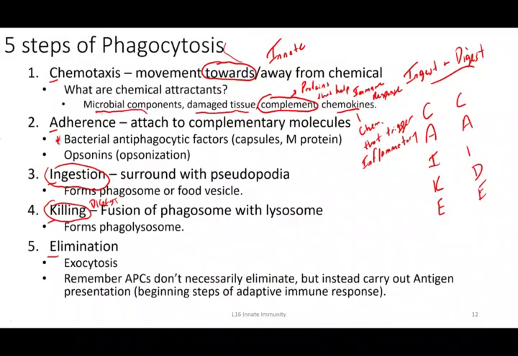Just remember that it is this step that some microbes have found ways of making more difficult. Bacteria have these things called anti-phagocytic factors like capsules, or they can have proteins on the surface. Strep pyogenes, or group A strep, has something called M protein present. Both of those make it harder for immune cells to actually grab on or adhere. So that's the second step.